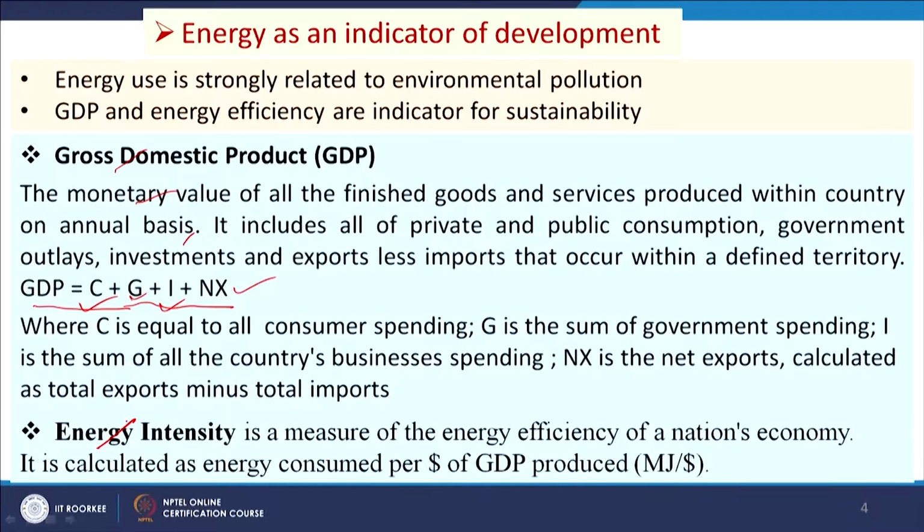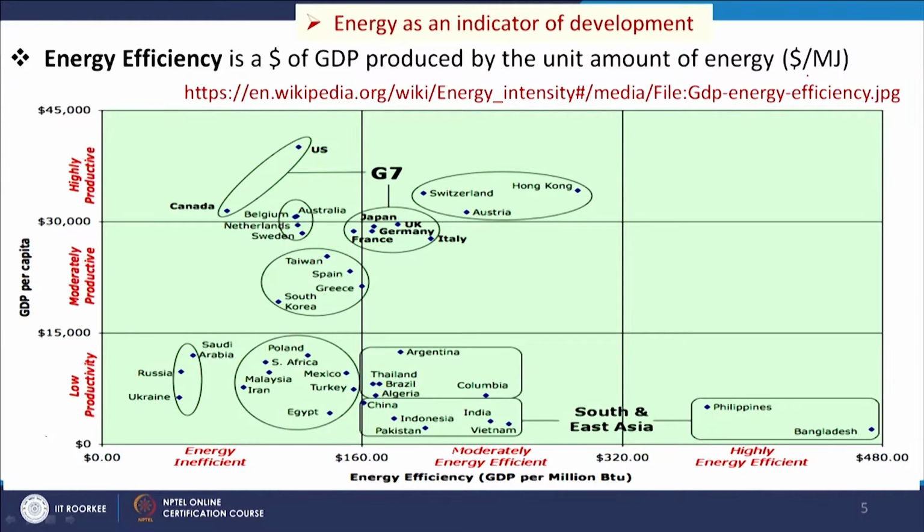Similarly, the new indicator being considered is energy intensity, which also gives a measure of the energy efficiency of a nation. It is defined as the energy consumed per dollar of GDP produced, that is megajoule per dollar. And energy efficiency is the dollar of GDP produced by a unit amount of energy.